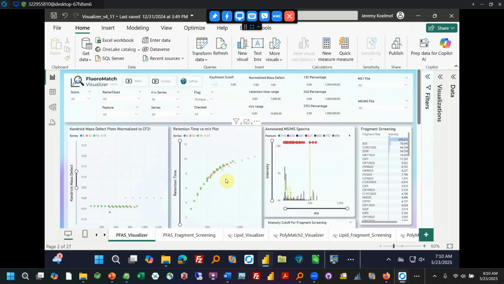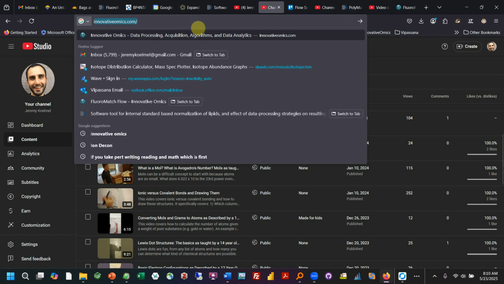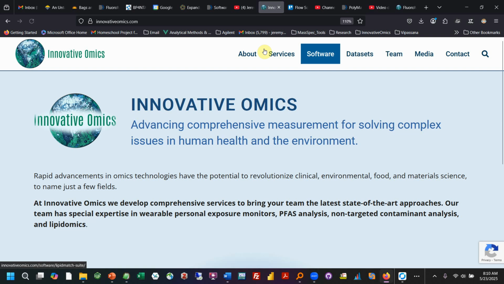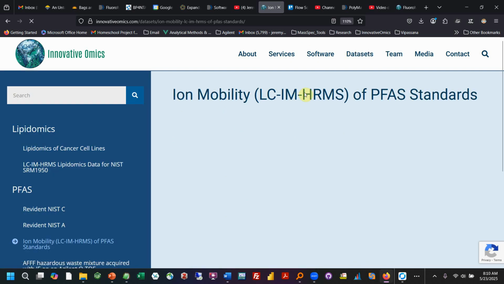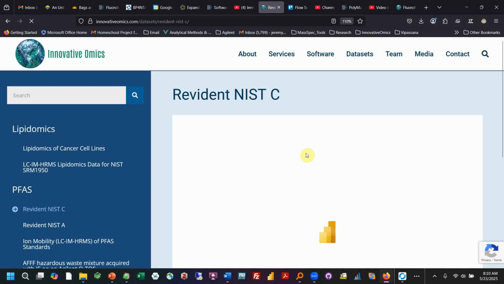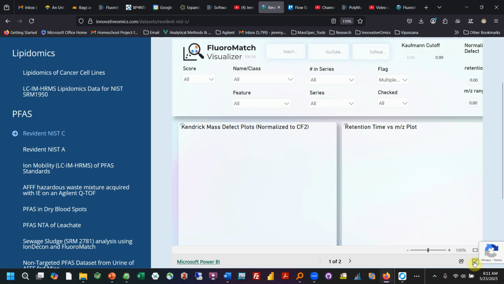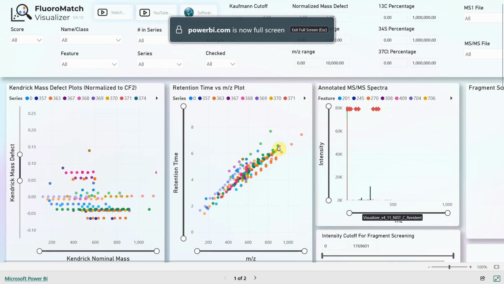You do need a Power BI paid account to distribute this online as an HTML embedded link, but we have an account that we can use for you. And we do host the data sets as well. So for example, if you go to innovative-omics.com and you go to data sets, you can see all of the distributed data sets over here, right? So here's some Revident, so Agilent Revident, NIST C, so the same type of data we were just looking at. They can open it up like this in full screen.